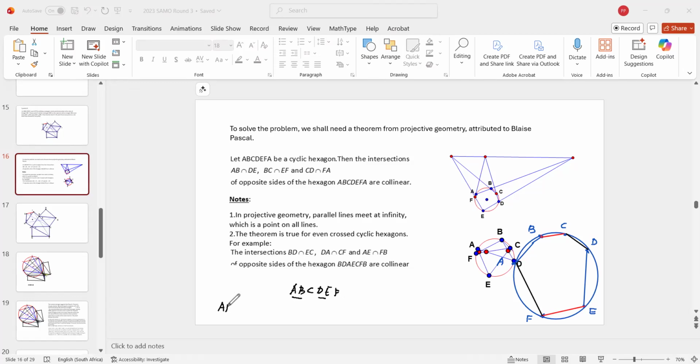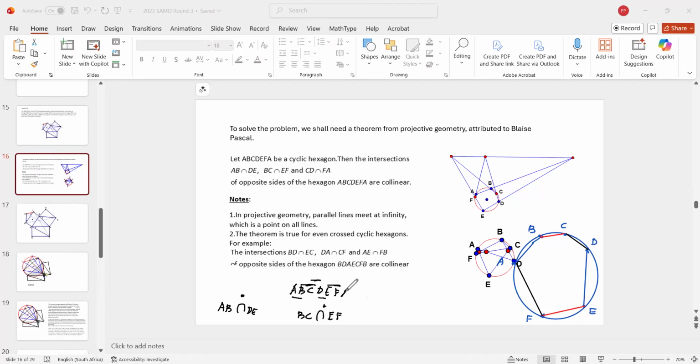So we use a symbol here for intersection. This is a symbol for intersection in sets. And where these 2 lines meet, this is a single point. Then you take the next pair of opposite sides, it'll be BC, this is a point, EF, intersection EF. That's another point.